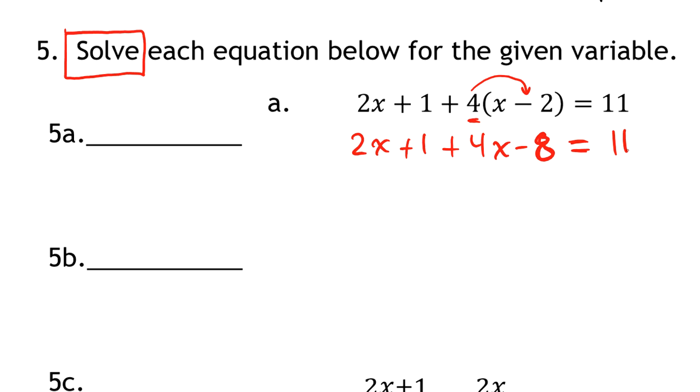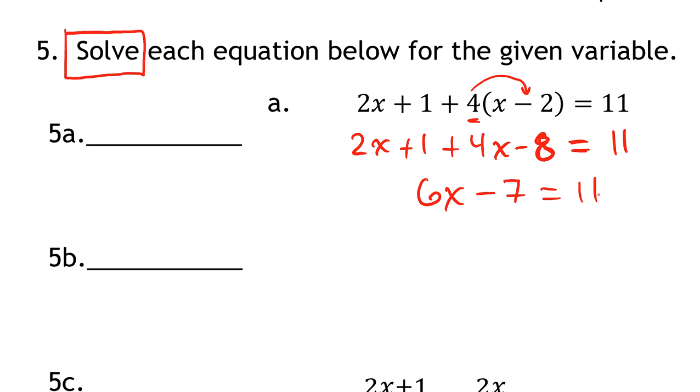So 2x plus 1 equals 4, and then minus 8x. I'm going to combine like terms on the left-hand side. You can see I have 2 x's, and I'm adding 4 additional x's, and that's a total of 6 of them when I add them up. And then I have a positive 1 and a negative 8. That's negative 7. I saw several students write that as positive 7. It's a negative 7, and then that equals 11.